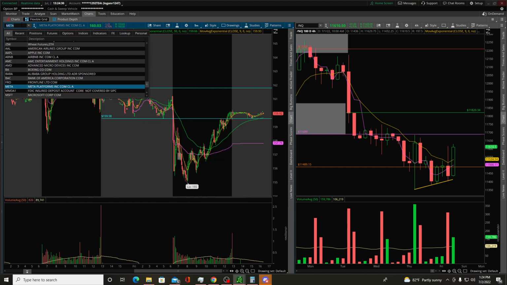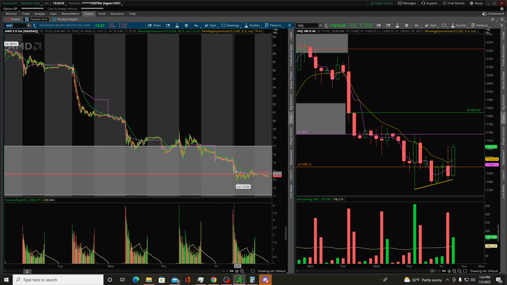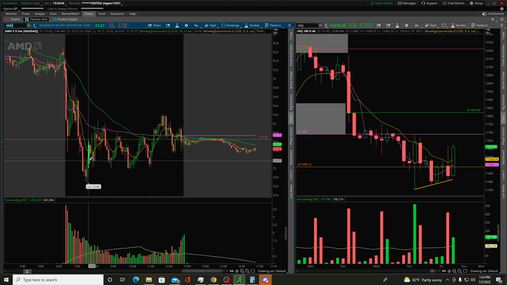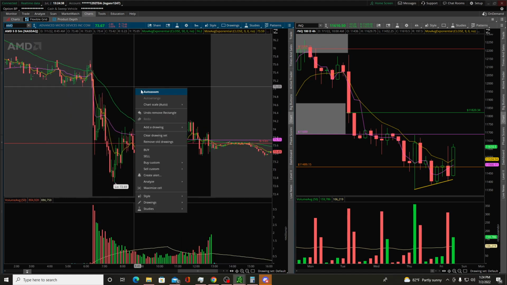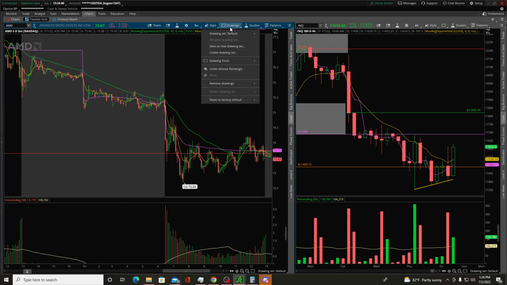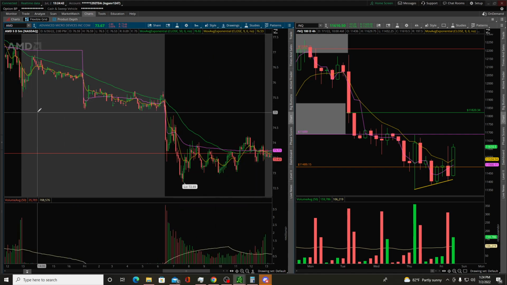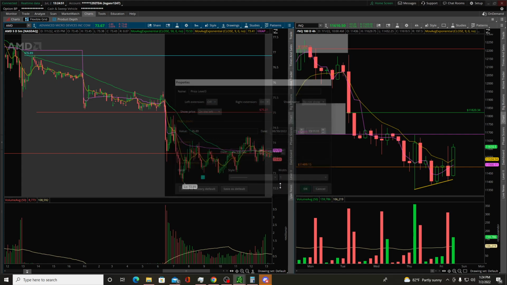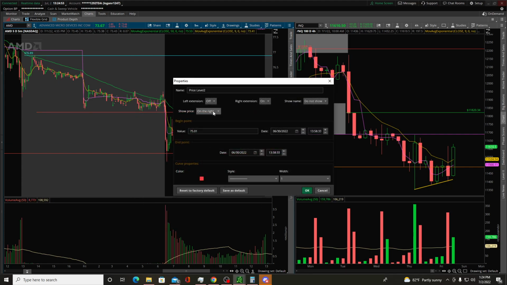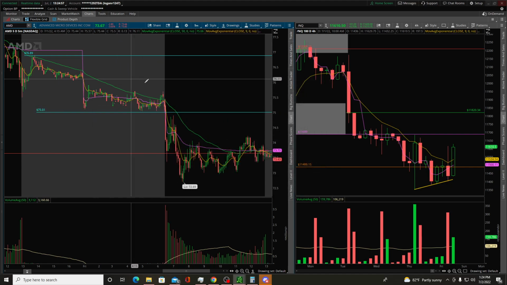I guess AMD may be a better example, just because I believe I traded this name. Yes, I did trade this name. So I traded this name on this specific date here, and I'll show you exactly how I traded it, just so you know I'm not showing good entries and then not taking them. This is exactly how I trade. So I woke up, I marked my levels here.